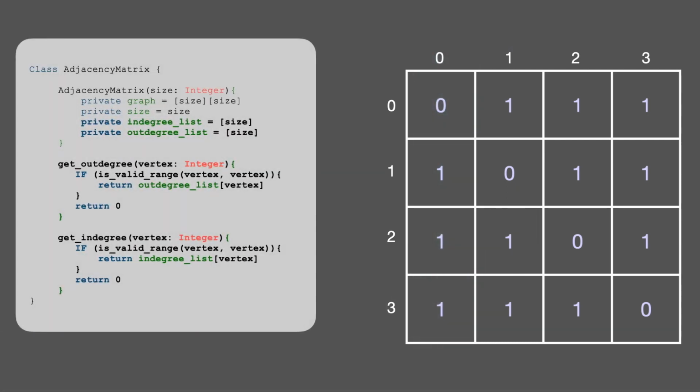So here, we'll create two arrays, Indegree list and Outdegree list. And these arrays would store the Indegree and Outdegree for each vertex giving us constant time access. This is because if we add an edge between, say, vertices 0 and 3, then we would add 1 to the Outdegree list of 0, and we'll also add 1 to the Indegree list of 3, since the edge will be outgoing from 0, but incoming to 3.